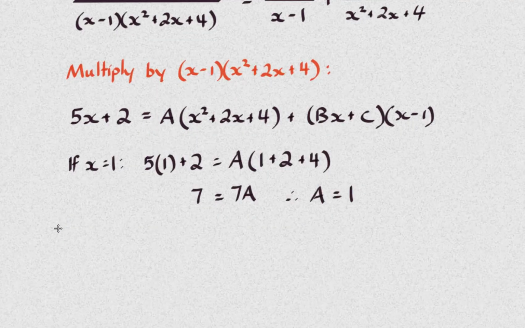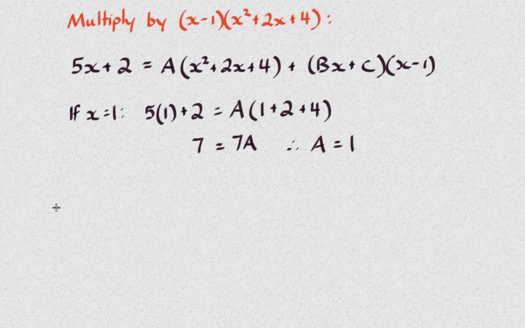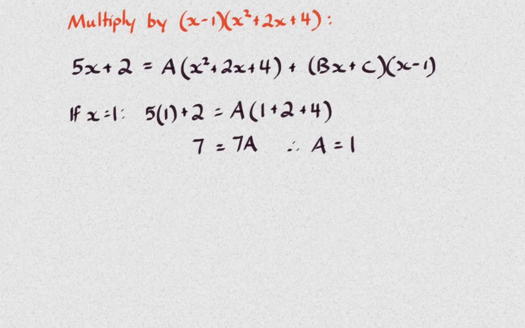Okay, so what's next? What else do we notice? A little bit hard to eliminate the a variable, isn't it? But that's all right. We don't have to worry about that now because we've already figured out what a is. So let's look back over here and notice that b is attached to x. So if we actually let x equal 0, then b times 0 disappears. So on the left hand side, 5 lots of 0 plus 2. Well, that's just 2, isn't it?